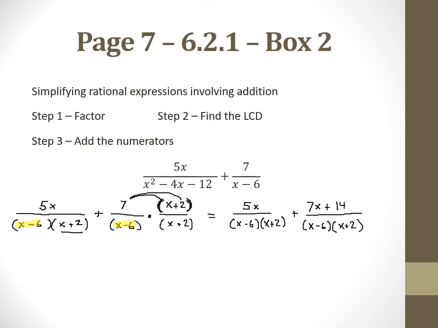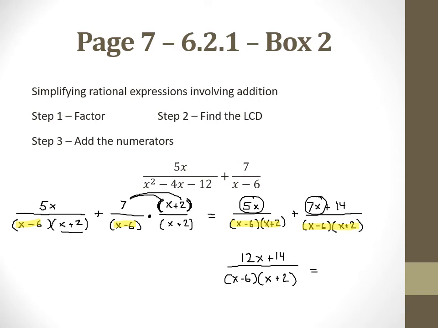So we've got our common denominator. Both of these fractions have exactly the same terms underneath. So now we can just add the numerators. So I've got here 5x plus 7x plus 14. So 5x and 7x, those are like terms. 5 plus 7 will give me 12x. So we've got 12x plus 14 all over this common denominator of x minus 6 times x plus 2.